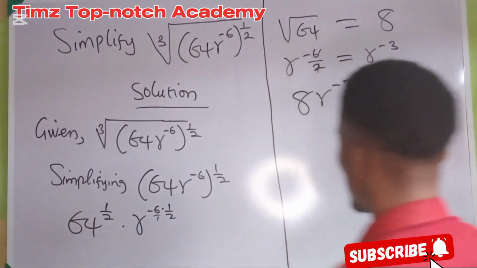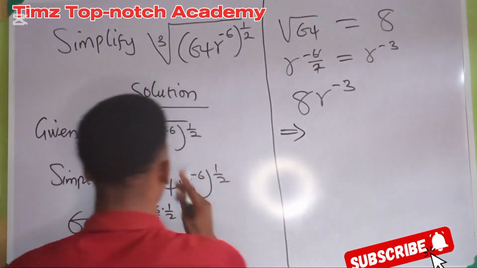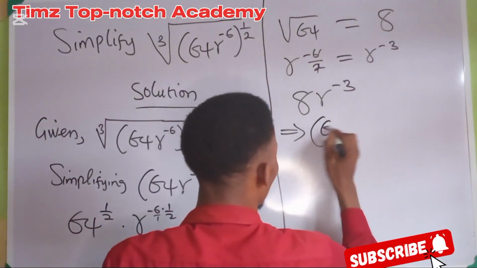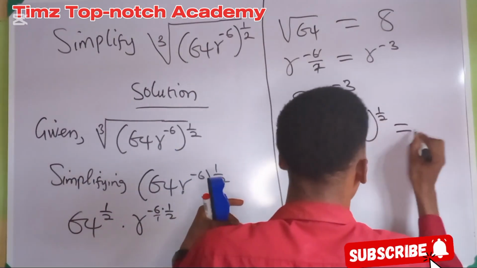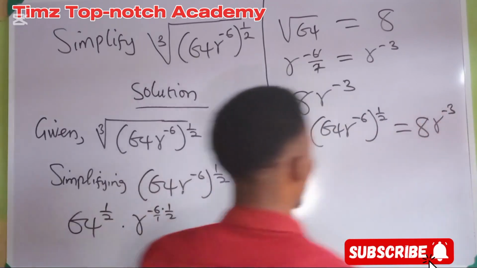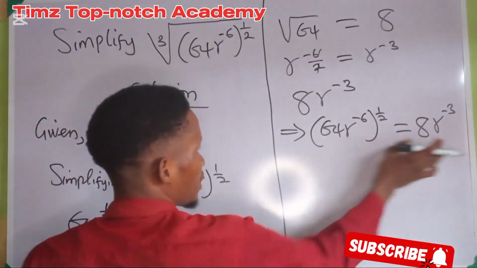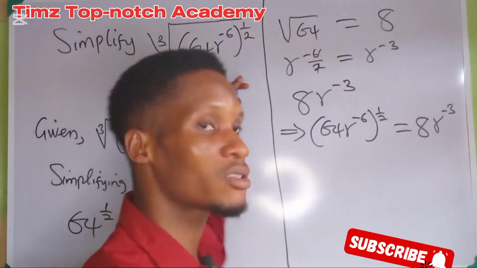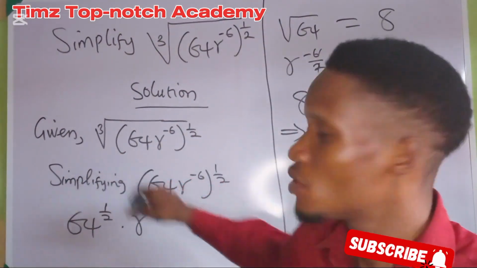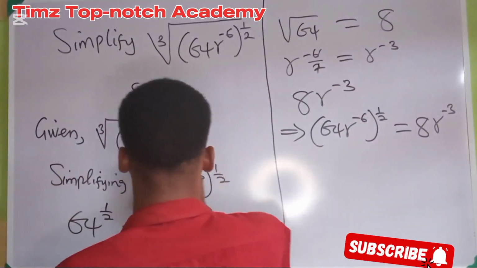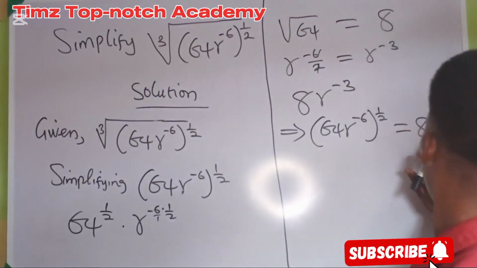Do you understand? So this implies now that the 64 r raised to minus 6 r raised to half has been simplified to be 8 r raised to minus 3. That is what you're getting. After you've simplified this, go back and substitute it in the equation that is given, which is to put it under this cube root.